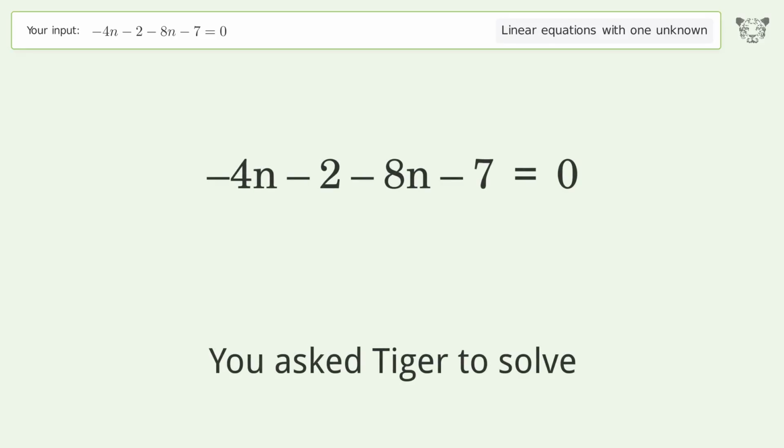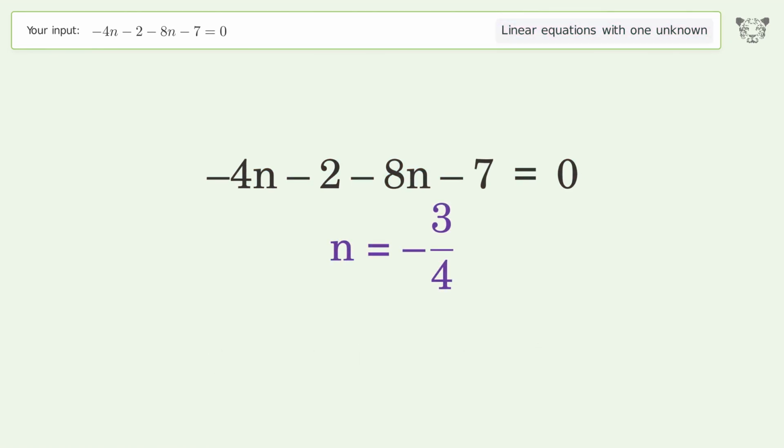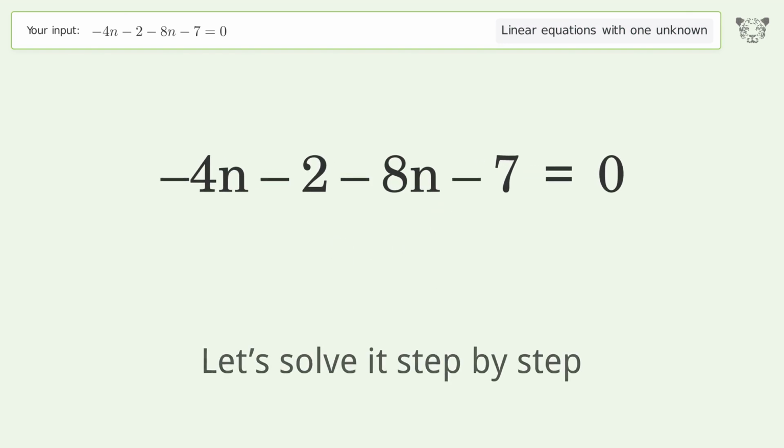You ask Tiger to solve this. This deals with linear equations with one unknown. The final result is n equals -3/4. Let's solve it step by step.